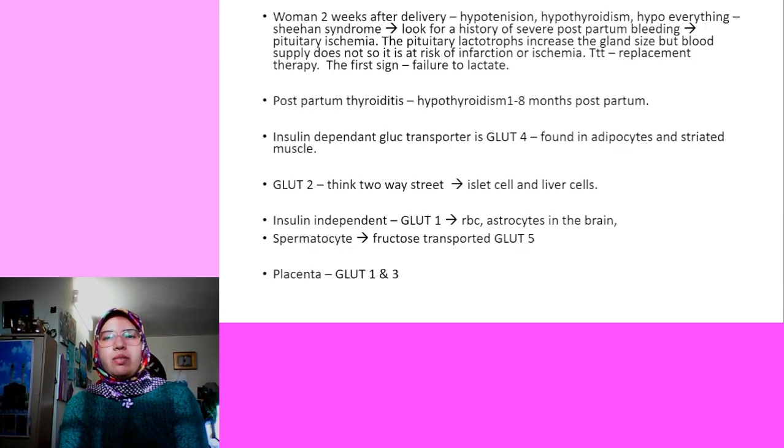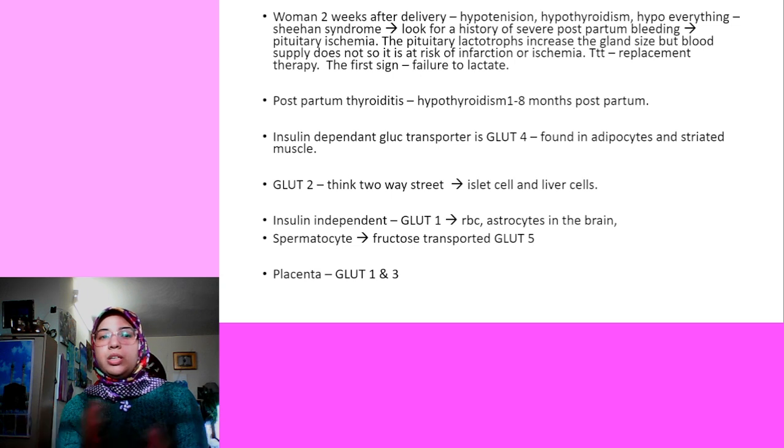A woman 2 weeks after delivery, she has hypotension, hypothyroidism, hypo everything. What is that? Sheehan syndrome. You want to look for a history of postpartum bleeding. What's going on here? When a woman is pregnant, her pituitary gland, the lactotrophs, are increasing in size, and the blood supply to the pituitary is not growing in sync. So the pituitary becomes at risk of ischemia when there is a case of postpartum bleeding.